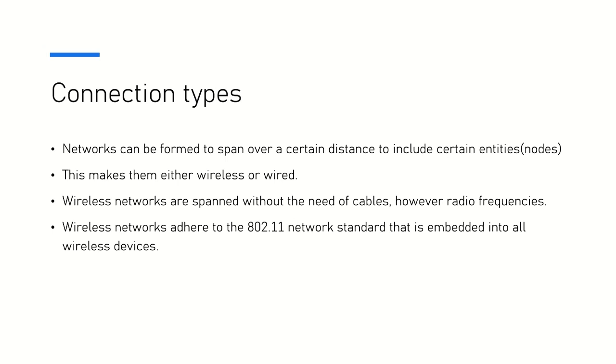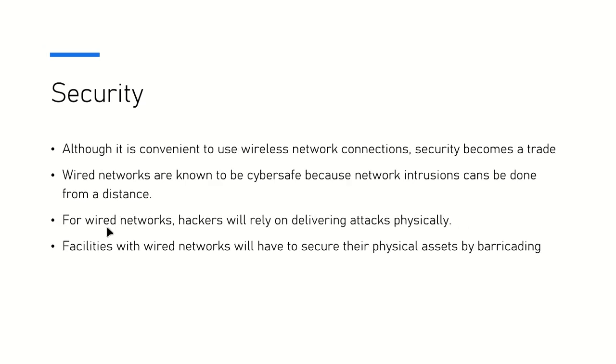Wireless networks are basically networks where we do not require cables. However, we make use of radio frequency or radio waves in order for us to transmit, rather than using a cable, like a copper straight-through cable or a telephone cable, and so on and so forth. Wireless networks adhere to a certain standard, a certain rulebook called 802.11. And this is set up for pretty much all wireless devices. In terms of security, one can argue that wireless security can have a trade-off compared to the wired ones.